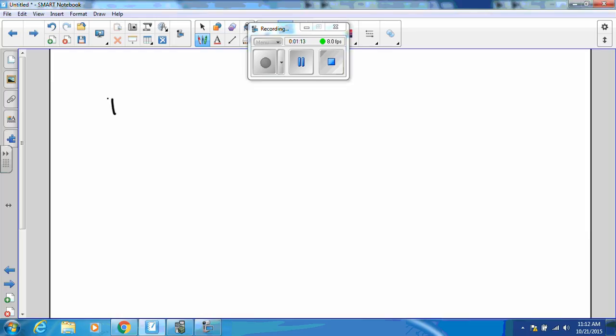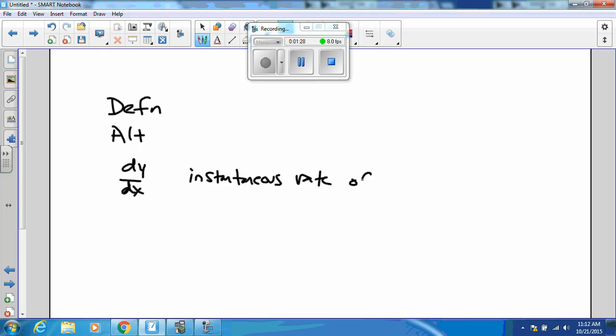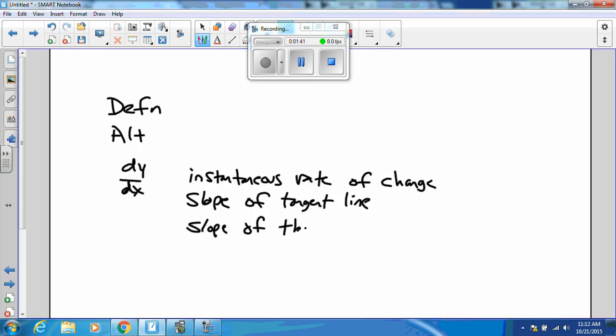So in particular, you need to know the definition and the alternate definition of the derivative. You need to know that dy dx represents several things at once. It represents an instantaneous rate of change. It represents the slope of the tangent line. It represents the slope of the curve.